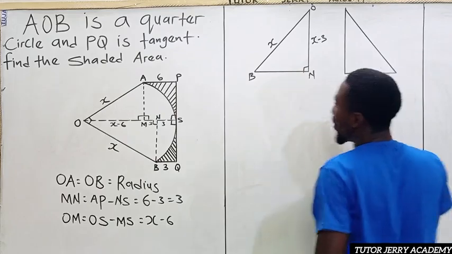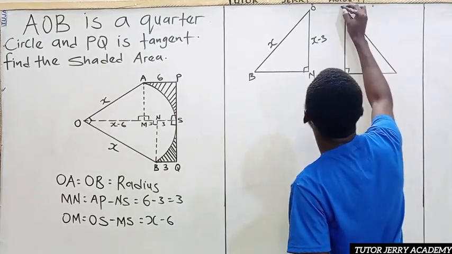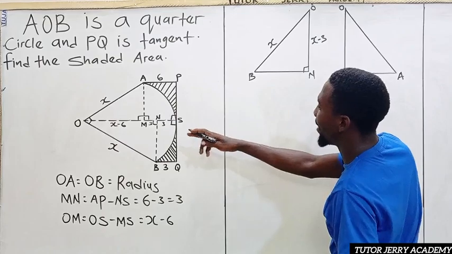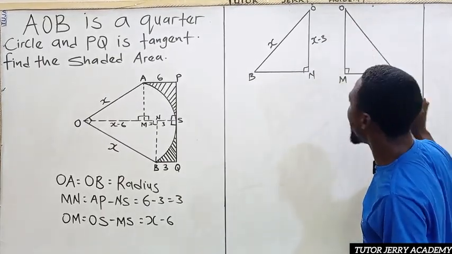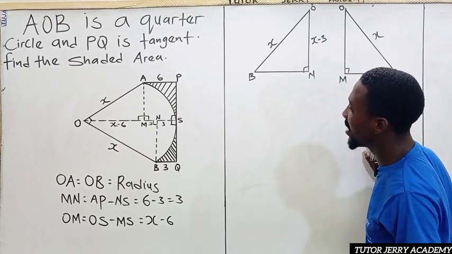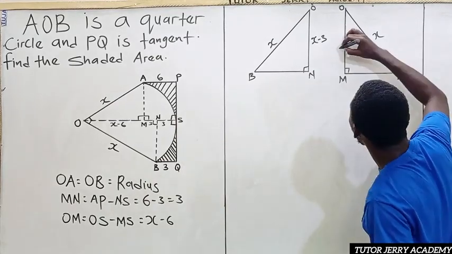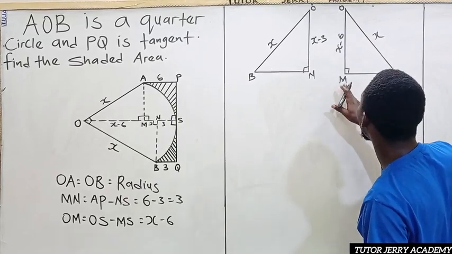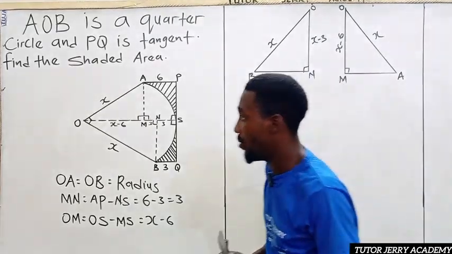Alright, so we are going to have a right angle here. Then we have our O, we have our A, and then we have our M. Alright, so now we know that OA is X, right? And we know that OM is X minus 6. Alright, so again we don't know our MA. Before we proceed, I would like us to do something here.